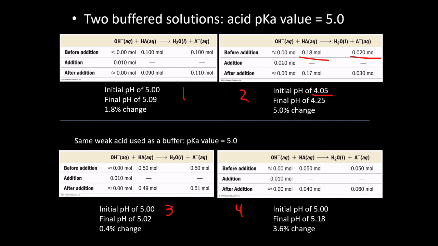We still add the exact same amount of base, and as you can see, it held up pretty well, actually. So the base here that we added did change the pH to 4.25, so we had a change of 0.2, which is a 5% change, which, all told, is not terrible. Like, it was a buffer, and it did buffer the system, and it helped quite a bit. But because it was right at the outer edge of its usefulness, we had a 5% change versus only a 1.8% change over here.